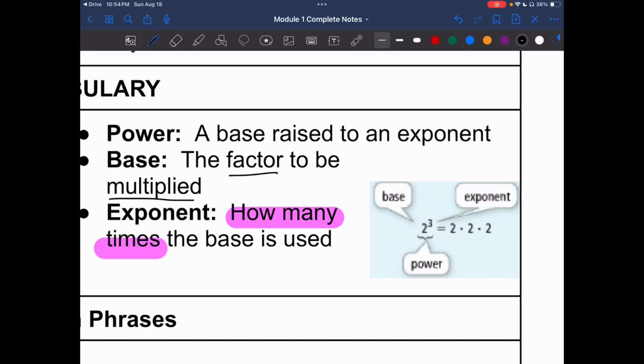So in the example on the right here, the base is 2 and the exponent is 3. So that means we are multiplying 2 by itself 3 times. So we have 2 times 2 times 2.